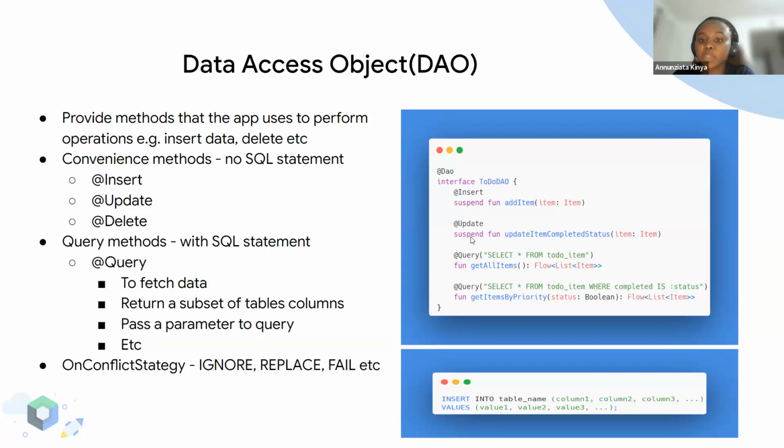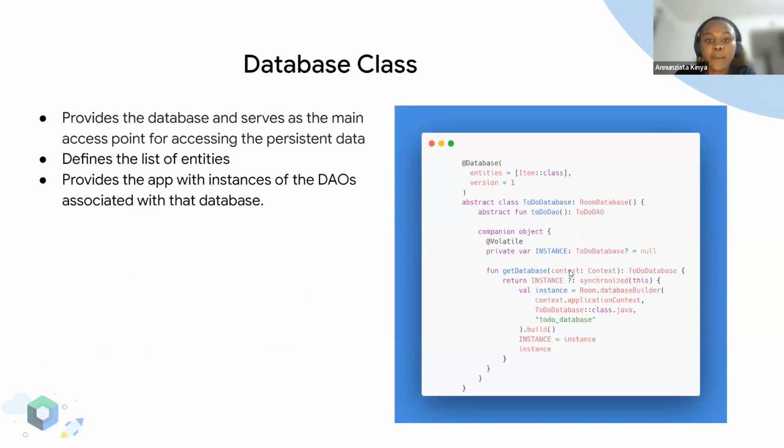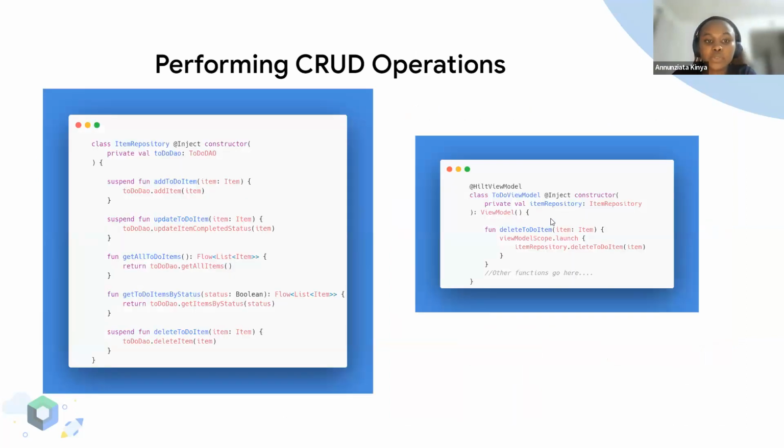And I think the good thing with Room also is it has integrations with other libraries, for example, flows. So you're able to return your data as a flow instead of probably just a general list. So you can return it as an observable. Yes, let's go back. So, call them in.